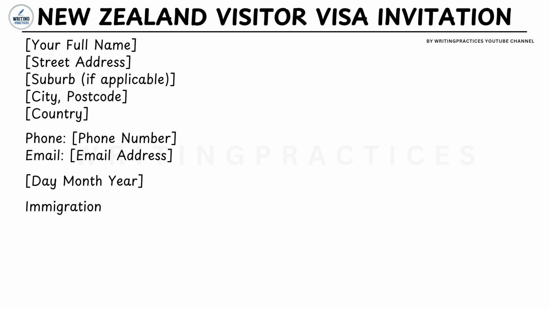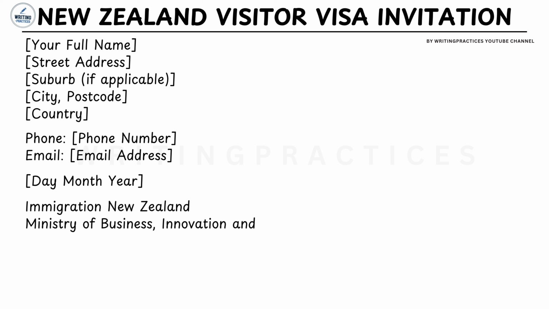Recipient details. Next, write the recipient information. Example, Immigration New Zealand, Ministry of Business, Innovation and Employment, New Zealand. This identifies the correct immigration authority responsible for processing your student visa. Using the proper recipient details ensures your application is formally addressed.